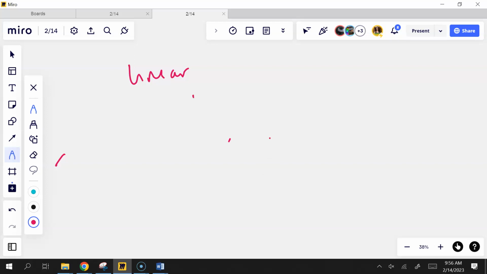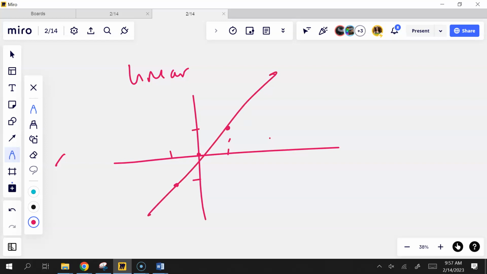All right, so linear. We have 0, 0, 1, 1, negative 1, negative 1, and we have a line that looks like this. What's the domain? Negative infinity to infinity. What's the range? Negative infinity to infinity. What else did it ask? Intercept. What's the x-intercept? 0. What's the y-intercept? 0. What's the maximum number of roots or zeros?